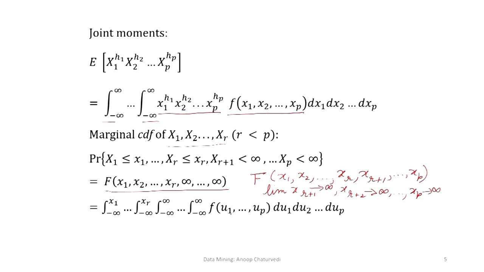Or in terms of joint PDF, we can write the marginal CDF of x1, x2, ..., xr in this form. Say, we integrate the joint PDF over xr plus 1, ..., xp from minus infinity to plus infinity, and over x1, x2, ..., xr from minus infinity to x1, ..., minus infinity to xr.